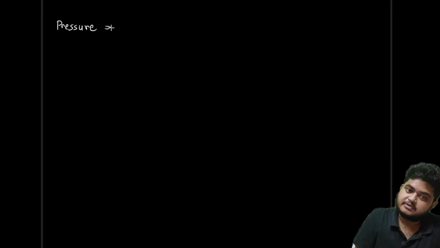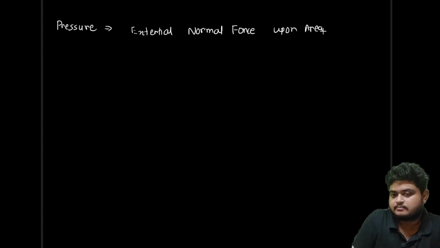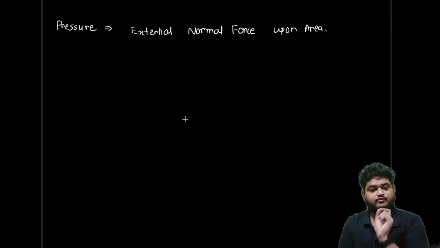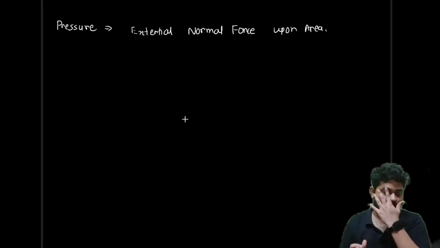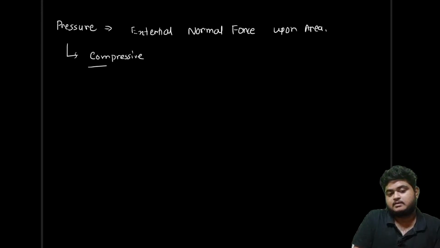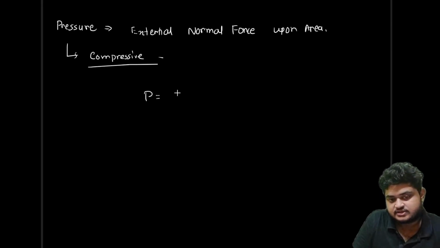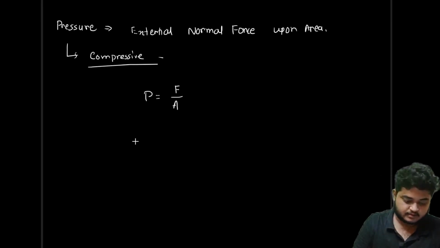What is pressure? Pressure is external normal force upon area. So the external normal force which is exerted on a surface area will be called pressure. And one thing, pressure is compressive in nature. Now, what is pressure according to the definition? It is external normal force upon area.